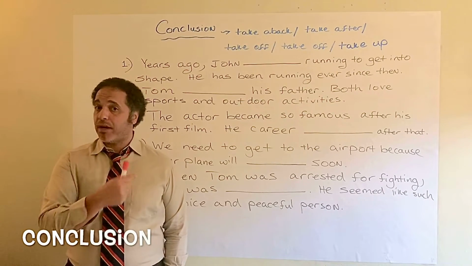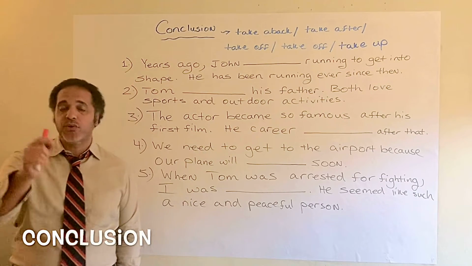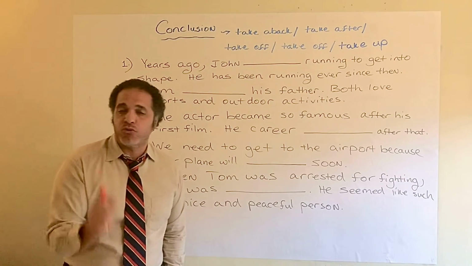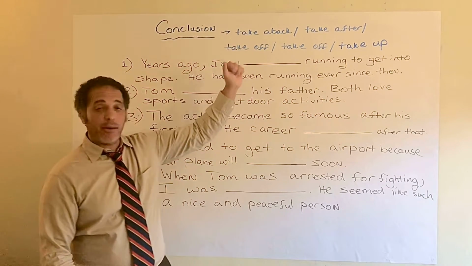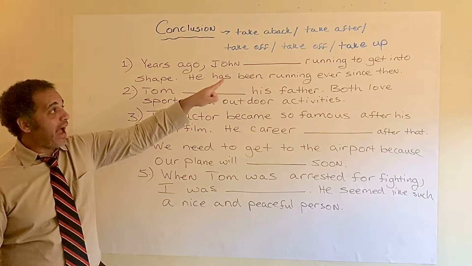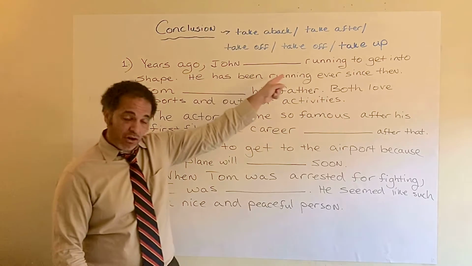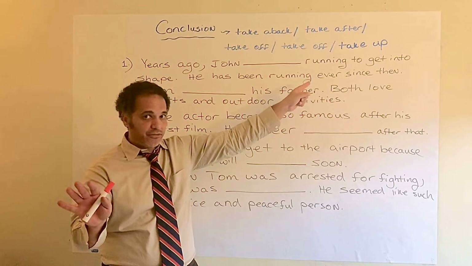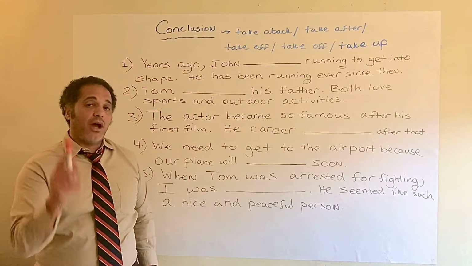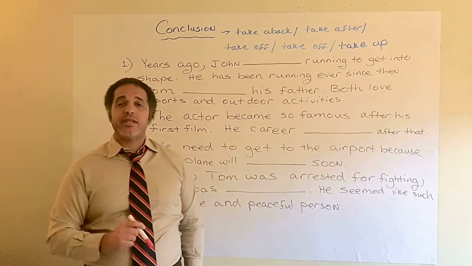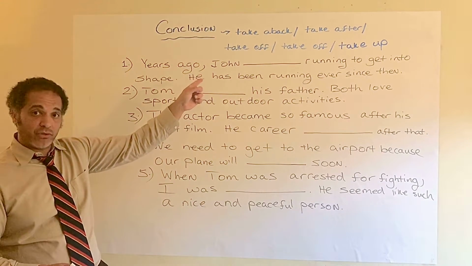Okay, on the board right behind me are 5 sentences, and again, they should be a good review for the 5 phrasal verbs which we talked about today. Again, those phrasal verbs are take aback, take after, take off. We have take off again, but with a completely different definition. And then we have take up. Okay? I'm going to go sentence by sentence. You guys let me know, how do I complete the sentence with which one of those phrasal verbs?